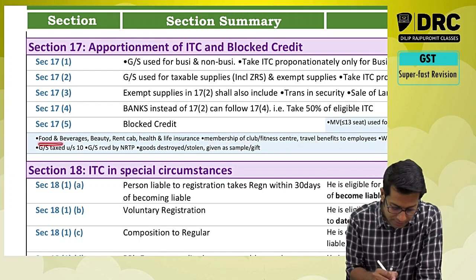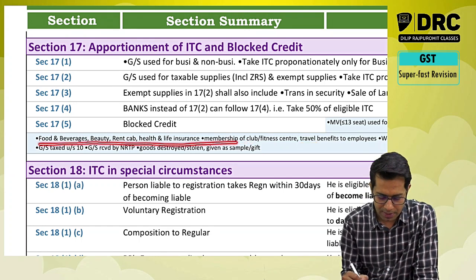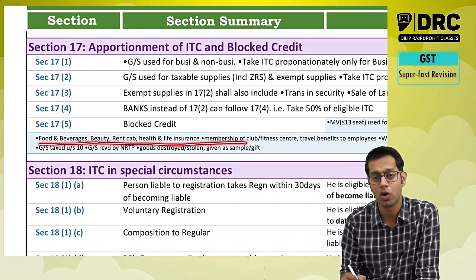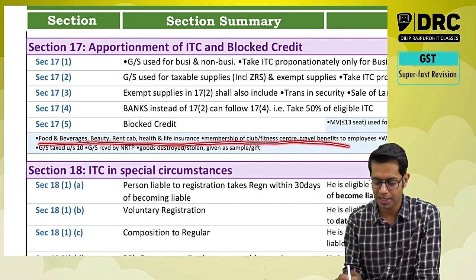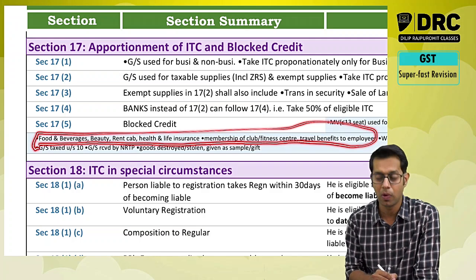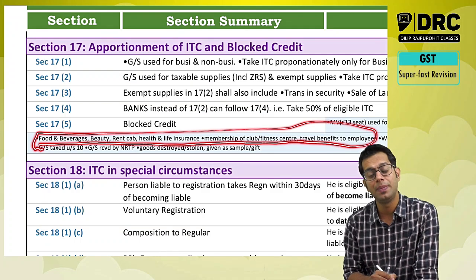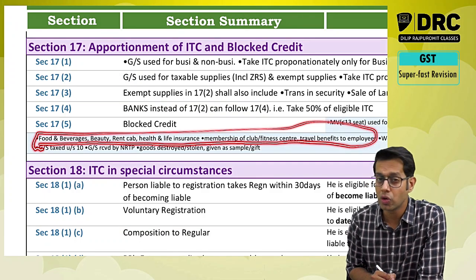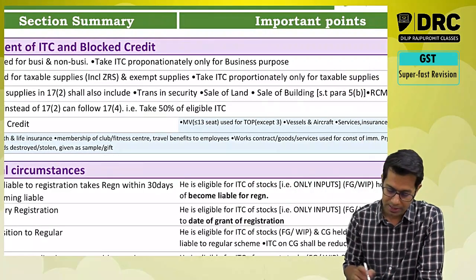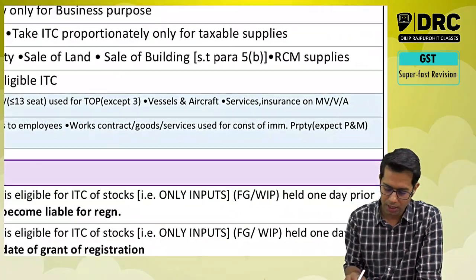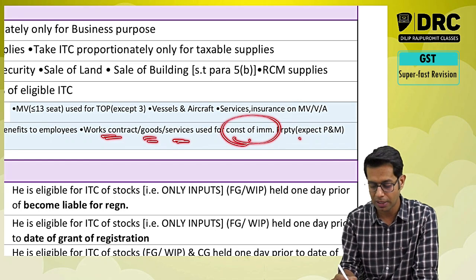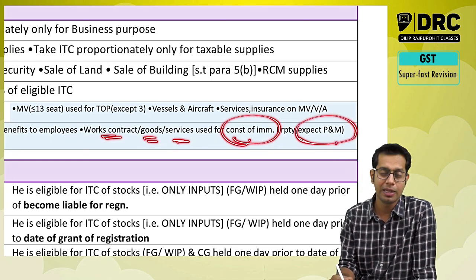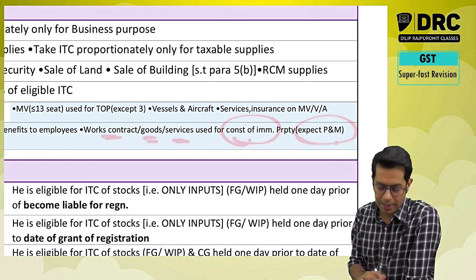However, on these items, foods and beverages, beauty treatment, health services, plastic surgery, cosmetic surgery, renting, hiring, leasing of motor vehicles, vessels and aircraft, membership of club, fitness center, and travel benefit extended to employees, ITC will be allowed if there is a statutory obligation on the employer to provide the same. Works contract: if you are taking any works contract services or goods or services for construction of an immovable property, then ITC cannot be taken by you unless that immovable property constructed by you is plant and machinery.